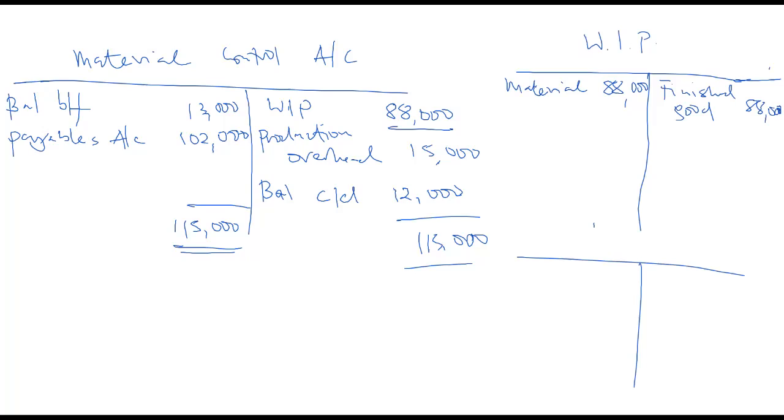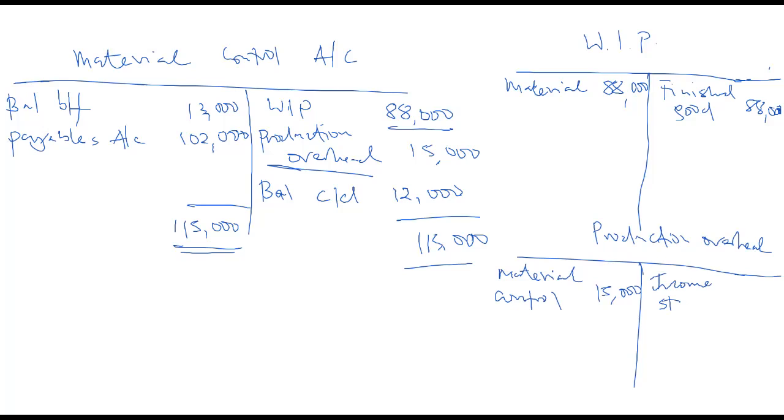Then you can open the production overhead account. We have it here, which is part of the material control account, equal to 15,000. Where does it go? It goes to the cost of sales, the profit and loss account. It becomes part of the income statement, 15,000. We balance them off, and that is it. You're meant to have done that.